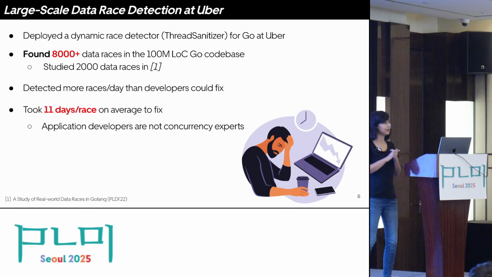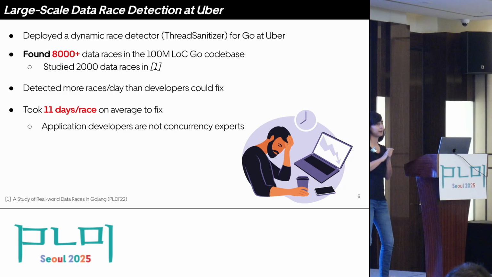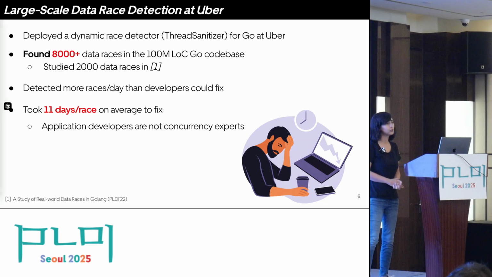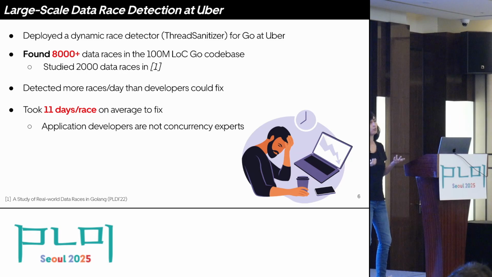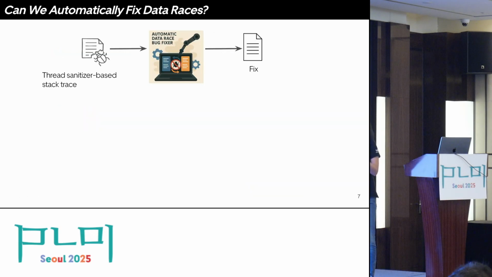One thing we noticed over the years was that the number of races detected per day was more than the number of races that the developers can fix. On average, it took developers 11 days to fix each of these races. This is mostly because application developers are not necessarily concurrency experts. That's when we started asking the question: can we automatically fix these data races?